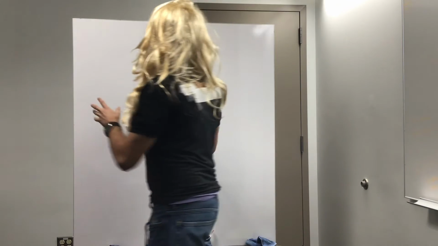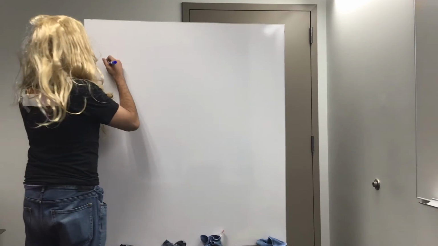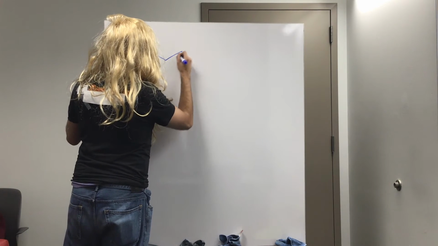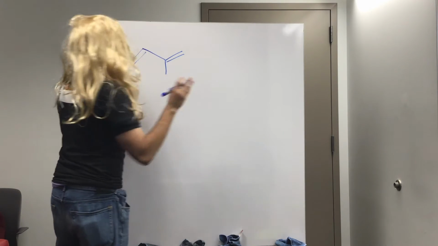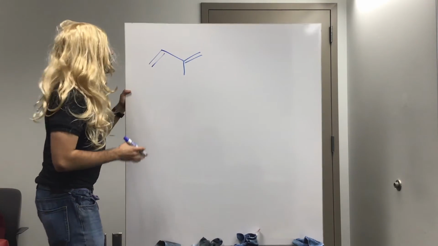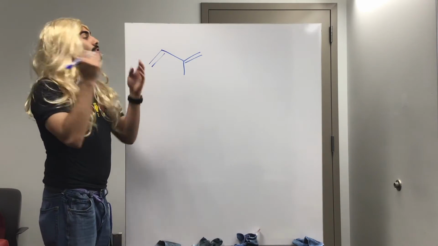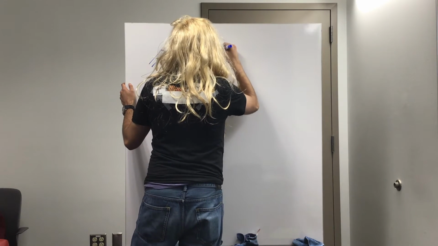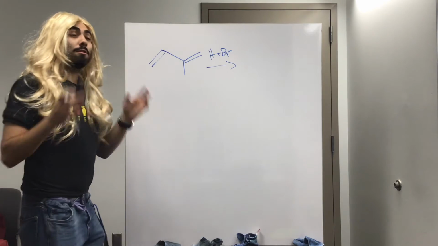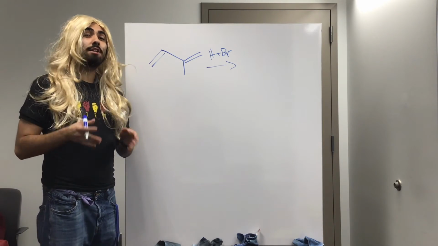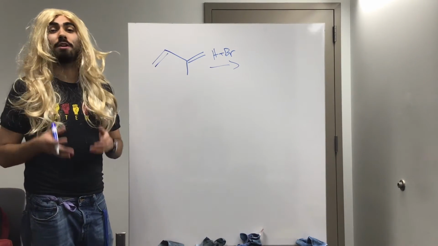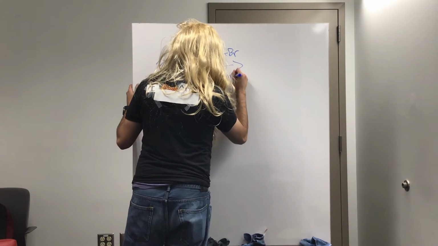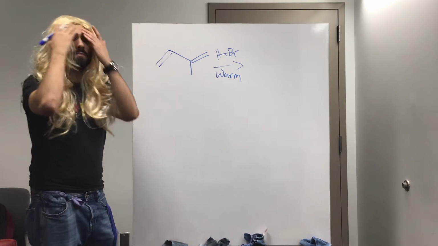Okay, alrighty class. So this is what we're going to show you how to do, this 1-4 addition. So here, we have an asymmetric diene. What we want to do first is we know that we have an HBr addition. Now remember, anytime you have a 1-4 addition, it's typically going to be thermodynamic conditions, which means our other reagent is going to be warm, or heat, if you will, temperatures.